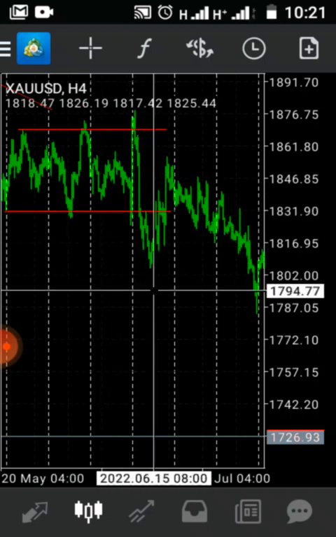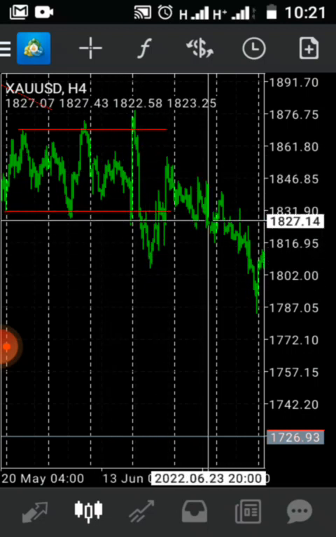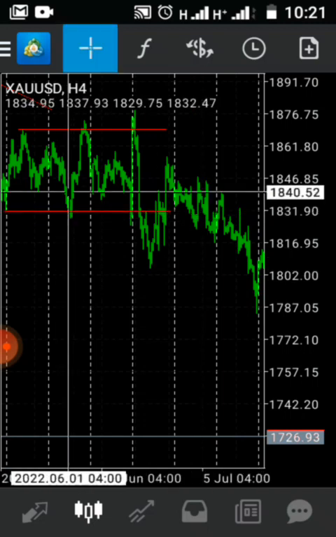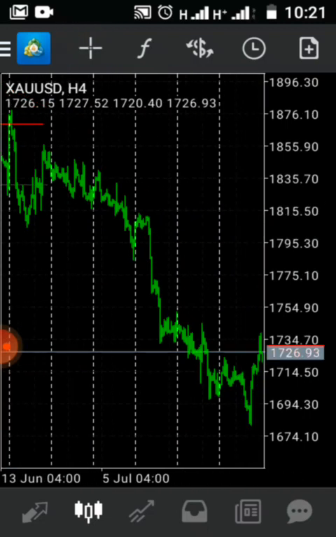Now we have a breakout, correction, retest, and then a move off. Let's go.